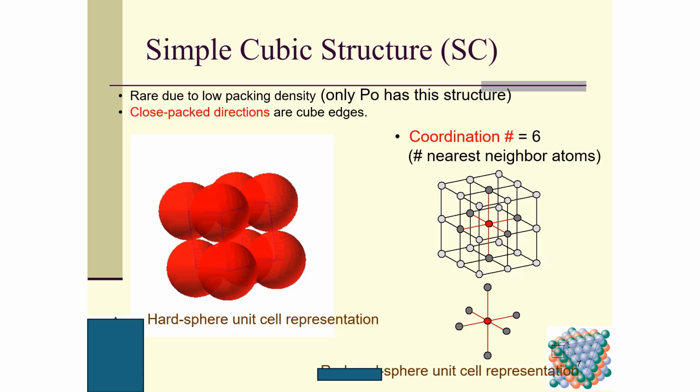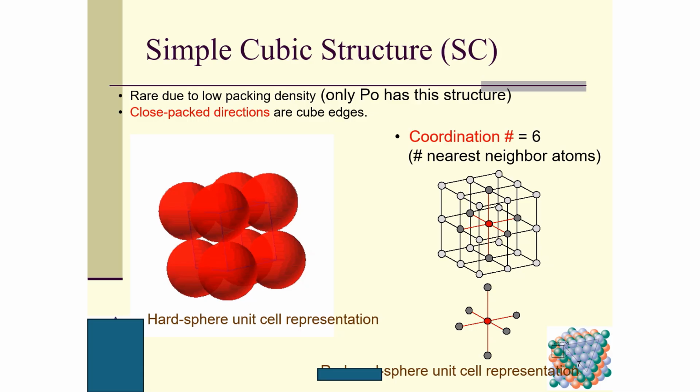The first one is the simple cubic structure, which we call SC. Look at this picture. This is a hard sphere unit cell representation. This is rare due to low packing density. Only polonium has this structure, and the close-packed directions are cube edges. The coordination number equals 6.